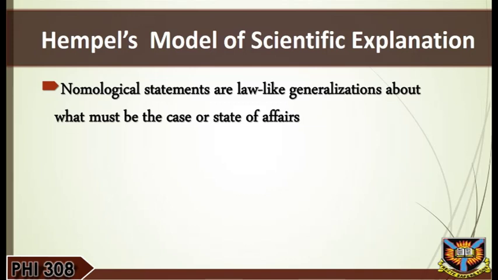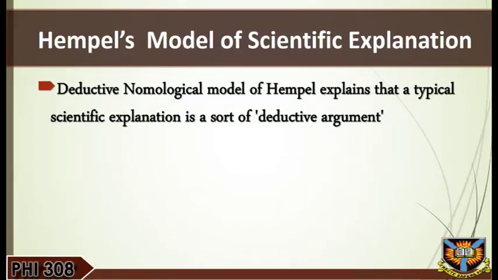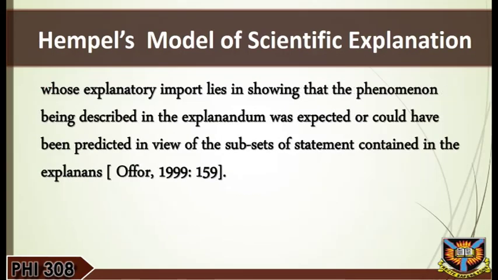Thus, for Ernest Nagel, a nomological statement must satisfy two conditions. It must deductively entail or be entailed deductively by other laws, and its scope of prediction must exceed the known evidence for it. Nagel, 1961. The deductive nomological model of Hempel is meant to explain that a typical scientific explanation is a sort of deductive argument whose explanatory import lies in showing that the phenomenon being described in the explanandum was expected or could have been predicted in view of the subsets of statements contained in the explanans.